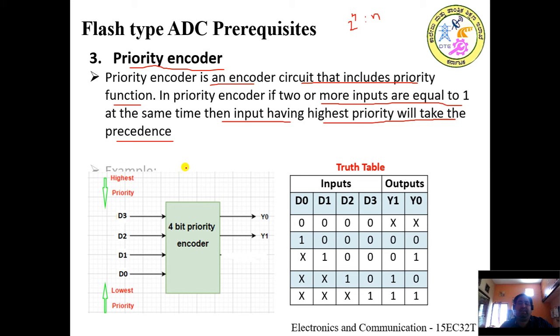As you can see in the example here, it is a 4:2 priority encoder. There are 4 inputs and 2 outputs. Out of these 4 inputs, designated as D3, D2, D1, D0, D3 has the highest priority as it is the MSB bit, and D0 has the least priority, the lowest priority, as it is the LSB bit. The priority level decreases as you go from the MSB bit to the LSB bit.